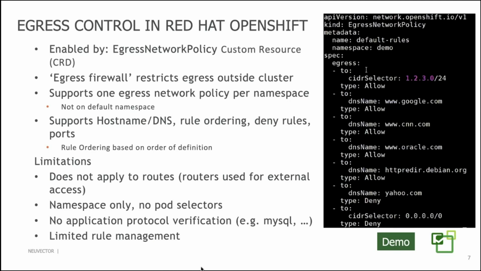Now, in both Kubernetes and OpenShift, there's no ability to verify the application protocol being used for the egress. That's an additional level of security that can really prevent tunneling or other types of attacks that could occur. So the ability to verify an application protocol being used for egress, like MySQL or MongoDB or gRPC or even just plain SSL, is not supported. And you saw the rule management capabilities of OpenShift have to be in the order that they're specified in that YAML file.